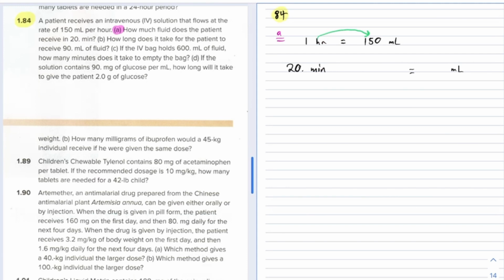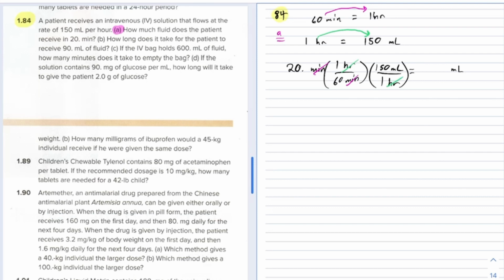So of course 60 minutes in an hour, so let's write that down. 60 minutes is 1 hour. So we can turn minutes into hours and then hours into milliliters. This will be a 2-step conversion. So the first step is 60 minutes is 1 hour. Cancels minutes. And the second step, 1 hour, gives you 150 milliliters of fluid. And that cancels the hour.